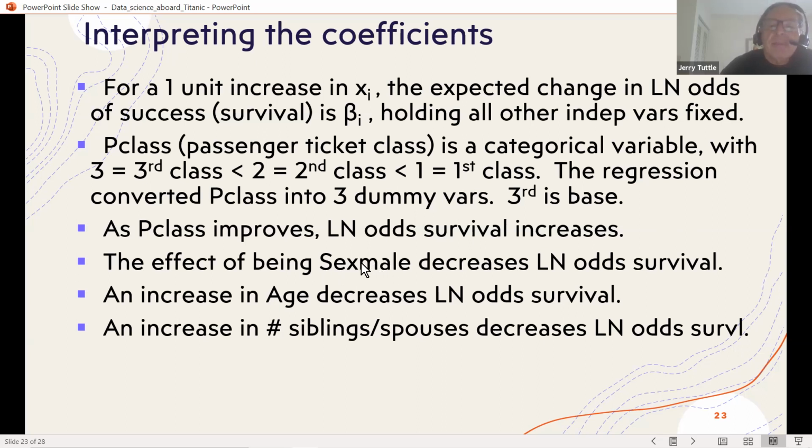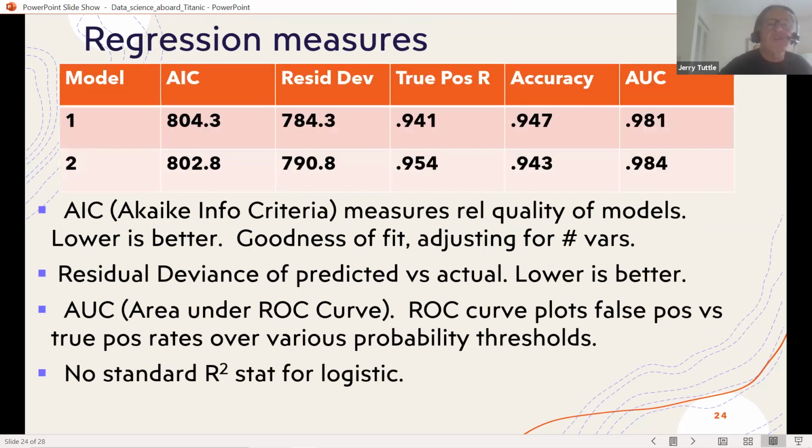The effect of being male decreases the odds of survival. The old women and children first. Women survived as a percentage basis better than males. An increase in age decreases the odds of survival, and an increase in the number of siblings or spouses decreases the odds of survival. So this is what you conclude from the regression coefficients.